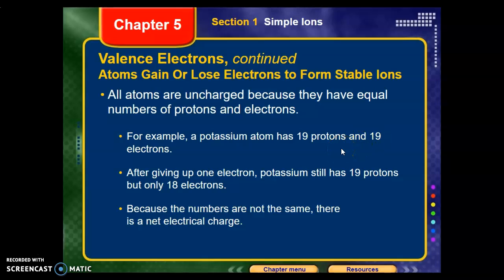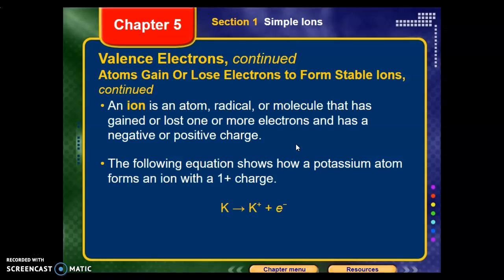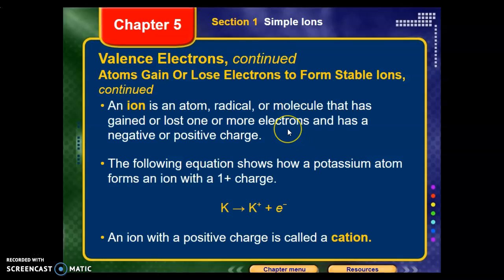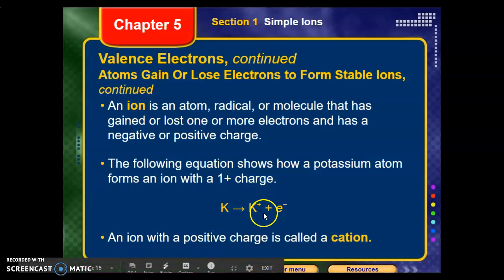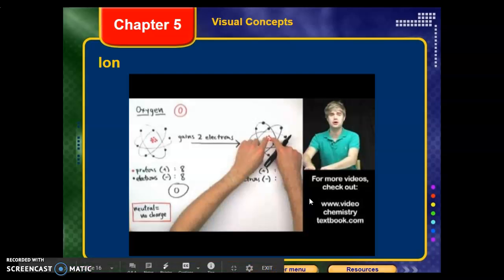So atoms don't have a charge, right, until they gain or lose electrons. And so that's the key to becoming an ion, is you have to gain or lose electrons. Okay? You can't do anything with a nucleus because the nucleus of an atom doesn't change ever. But the outside of the atom can change, and that's where the electrons are. And so you have an ion, that is an atom, radical, or molecule that has gained or lost electrons. And so if you lose an electron, like potassium ion, that becomes a cation.